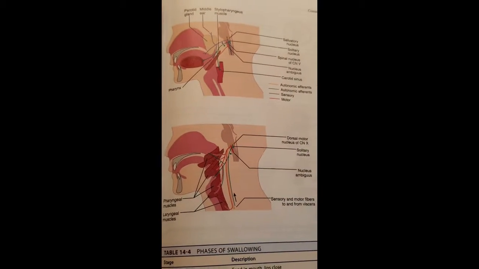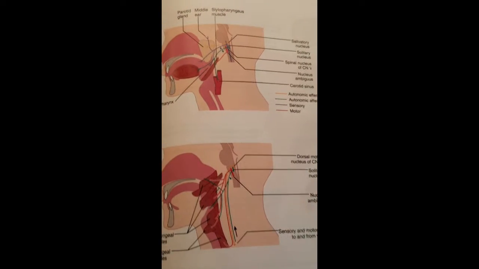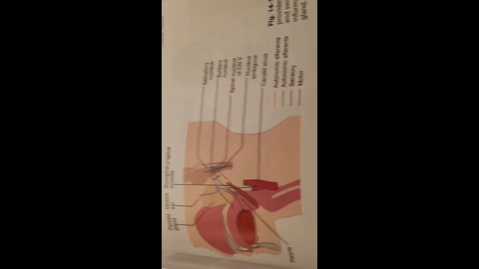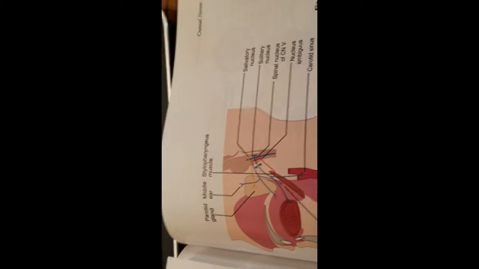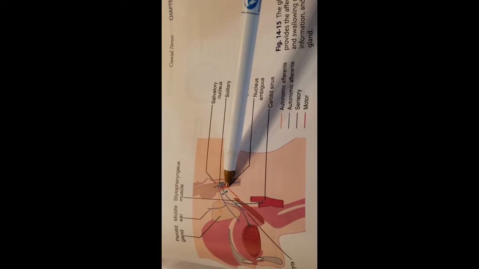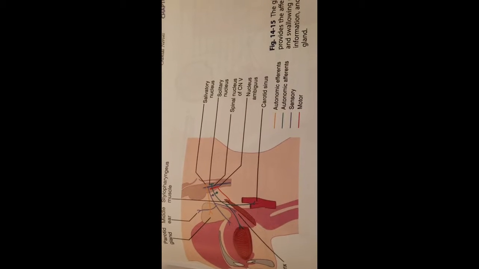Then there are quite a few nuclei for both of these nerves, but they're all going to be in the medulla. So there's 4 for each one, which this schematic is actually really nice. So first we have the nucleus ambiguus, which is going to be this one right here, the red one, and it's going to go to the pharynx.